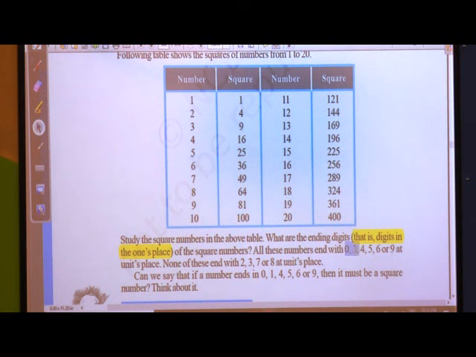This is very important. So, what are the square numbers? Means what are the digits in the ones place? They are 0 or 1 or 4 or 5 or 6 or 9 at units place or ones place. None of these end with 2, 3, 7 or 8 at units place.